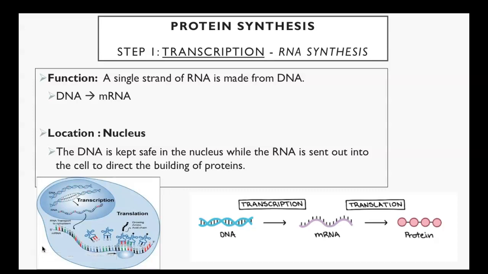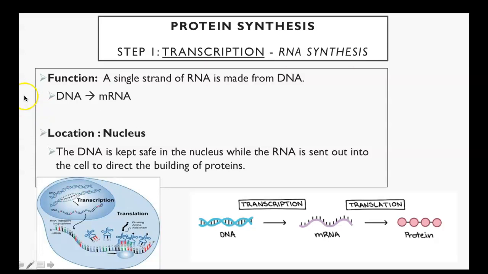In this YouTube lesson we're going to be talking about the two stages in protein synthesis, which are transcription and translation. On this slide we're going to focus first on the first stage of protein synthesis, which is called transcription. Transcription, in simple terms, is RNA synthesis. So what does that mean? It's where RNA is being produced and made.